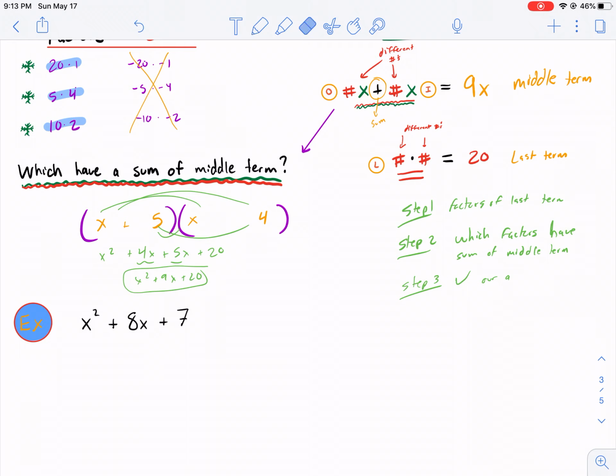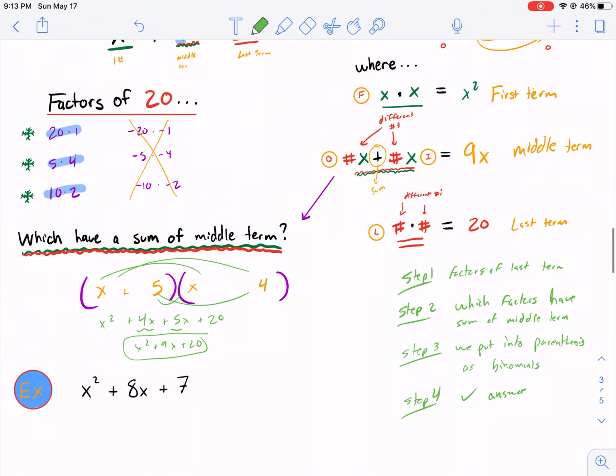Well, I suppose we should say we put into parentheses as binomials. And then I guess step 4 would be check your answer. Okay, so that's the process.